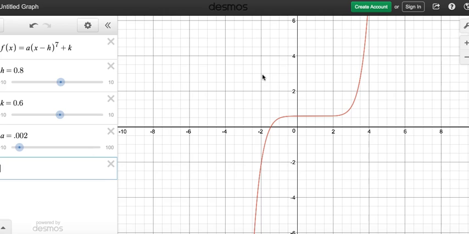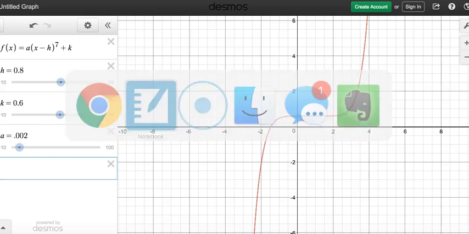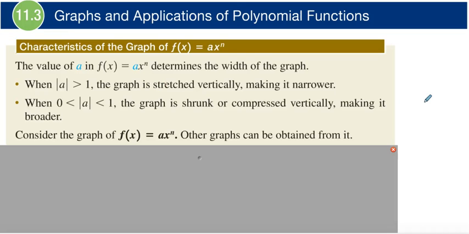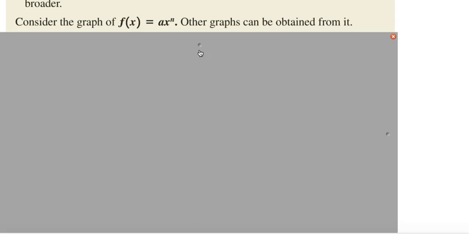If you want to know what the different things are doing to the graph, I suggest that you go on Desmos yourself and check it out. It's actually a lot of fun. So just generally speaking, here are some general rules, as follows.